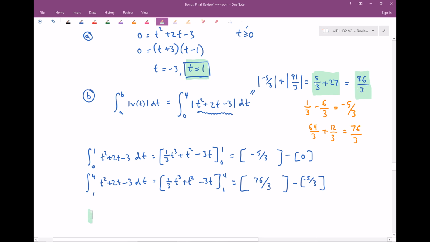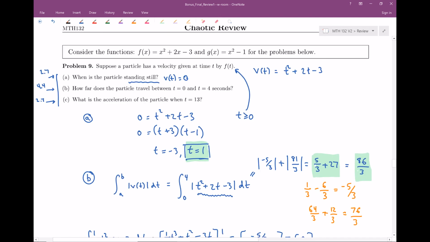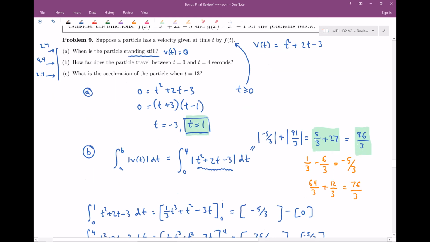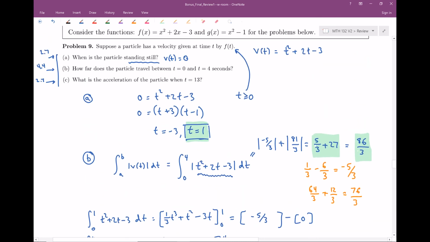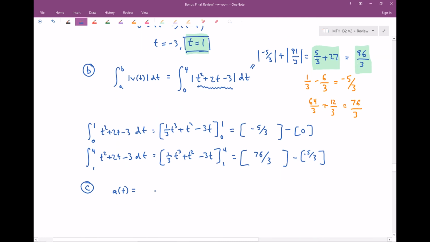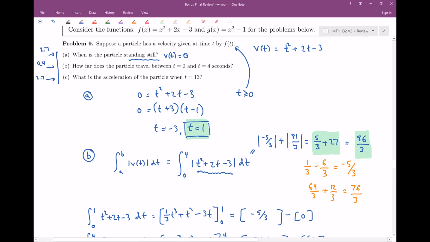All right, finally, part C. Part C asks, what is the acceleration of the particle when t is equal to 13? So we need to know how to get from velocity to acceleration, and that's just given by the derivative. When I take the derivative of velocity, the equation t squared plus 2t minus 3, I get 2t plus 2. So that's my acceleration equation.